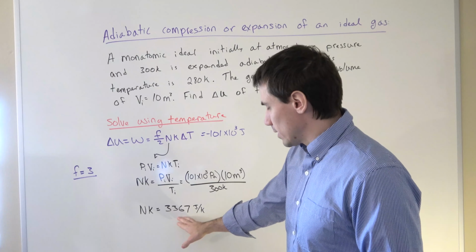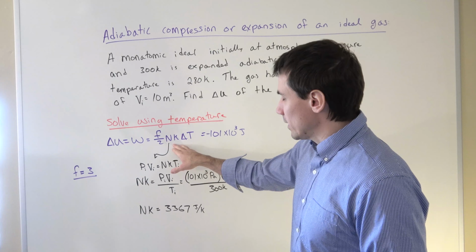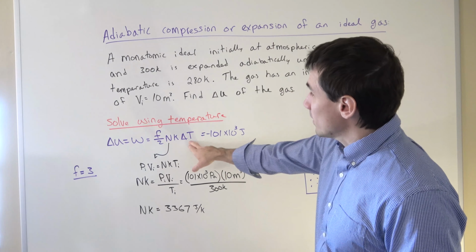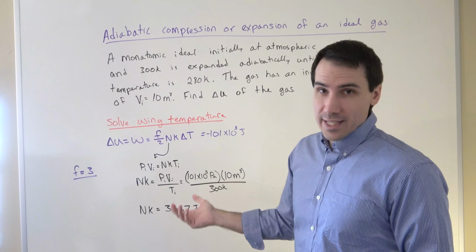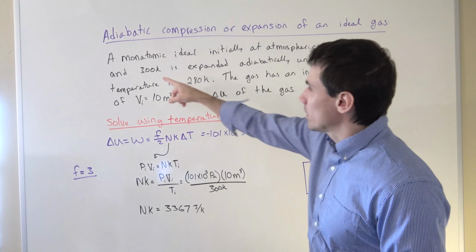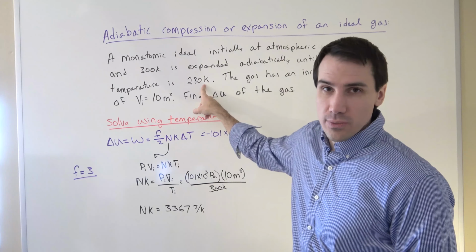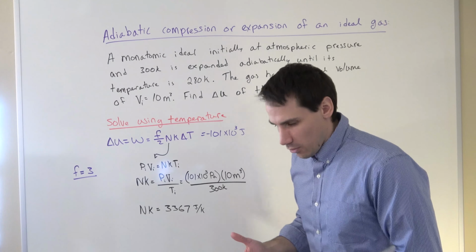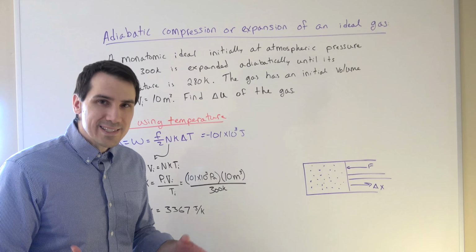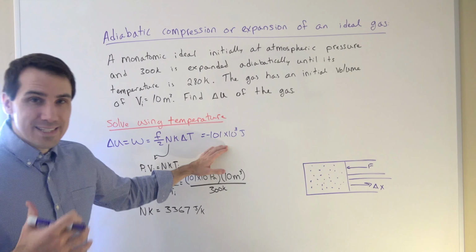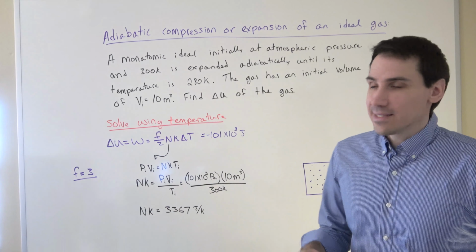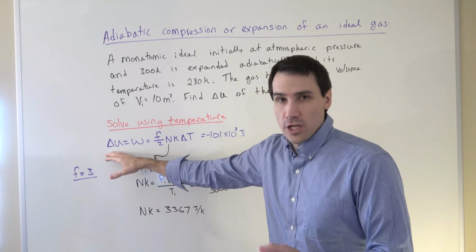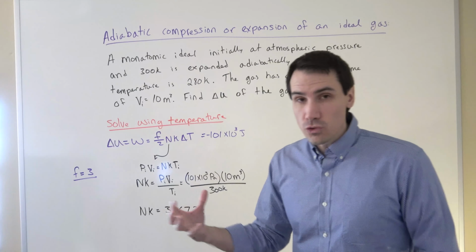And this ends up being this value here. When we plug in that value for NK and F equals 3, with our delta T being negative 20 Kelvin, because we started at 300 Kelvin and we ended at 280, so we lost 20 Kelvin, we get negative 101 times 10 to the 3 joules. So we can see that the change in energy of the gas is negative. This indicates that the gas is losing energy, right? Because delta U, the change in energy of the gas, is negative. The gas is losing energy.